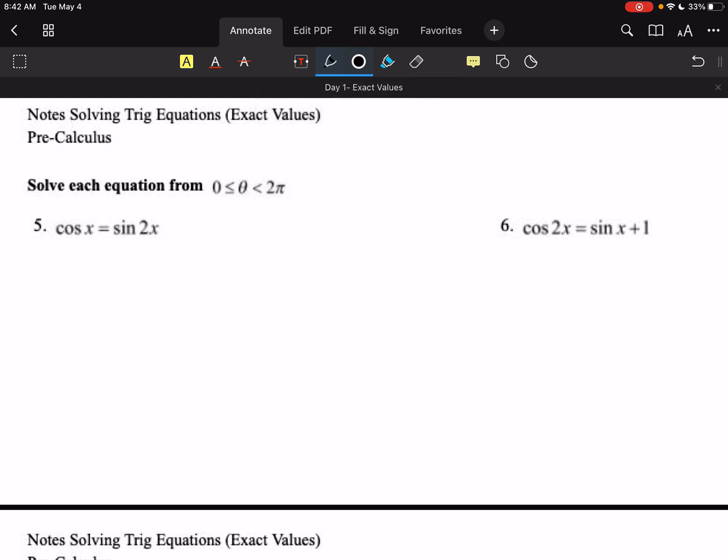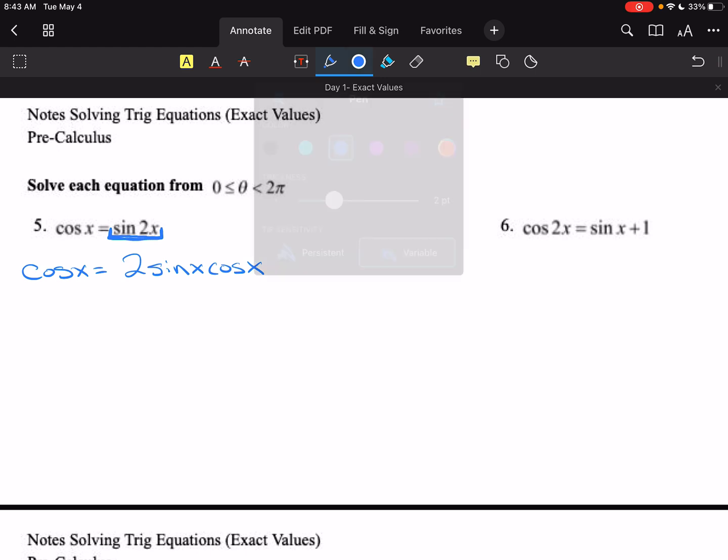So, looking at number 5, I recognize the fact that I have two different trig functions. And when I have two different trig functions, generally we need to do a little bit more work here to figure out how to get them separated. And this sine 2x gives me that opportunity. So I'm going to plug in my double angle formula for sine 2x, and that would give me 2 sine x times cosine x.